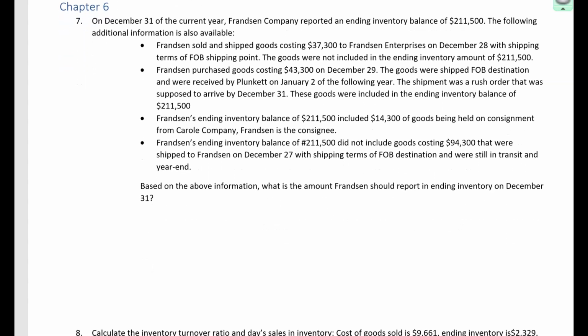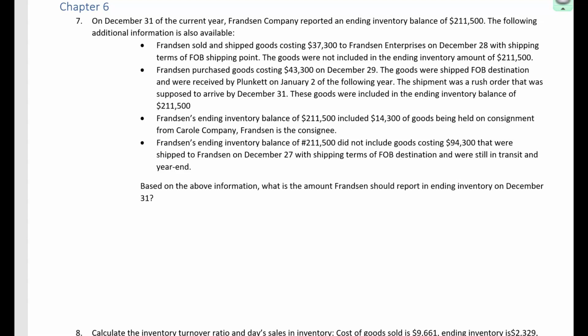That was all for chapter 5. Now we're going to go on to chapter 6. On December 31st of the current year, France & Company reported an ending inventory balance of $211,500. And then we have this following information. We want to know what is the amount that we're going to report on ending inventory.